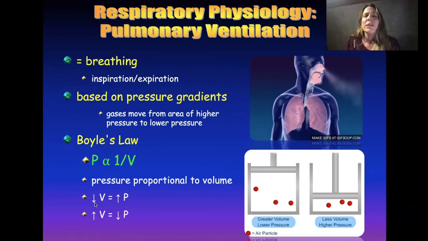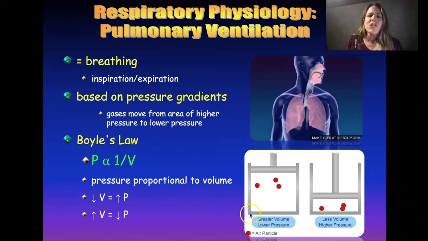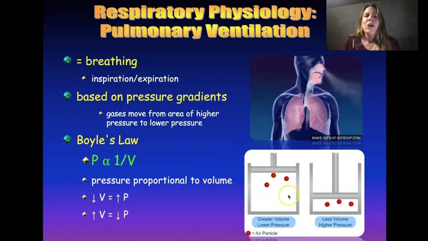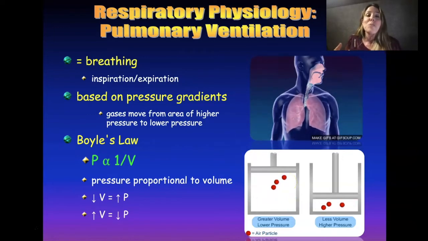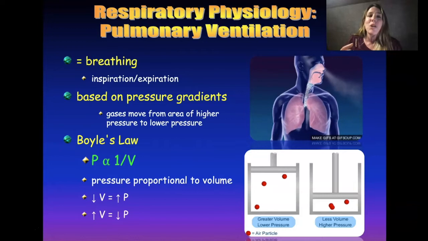So let's take a look and see why that is. Let's check out this diagram right here. You see a container with a large volume, and the molecules represented by the red balls here are able to freely move by, and very rarely do they encounter each other. In other words, they have more space, so there's less pressure on them to be touching. They're able to move about. There's less pressure on those molecules because there's a large volume.